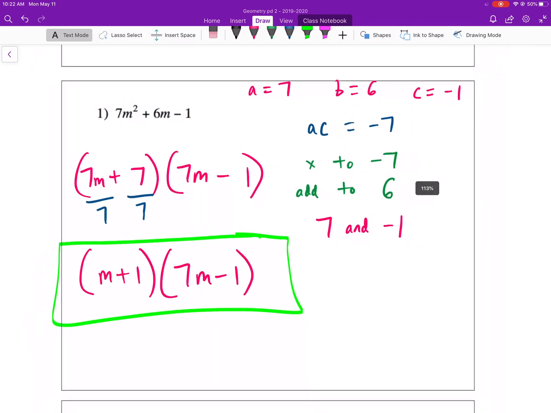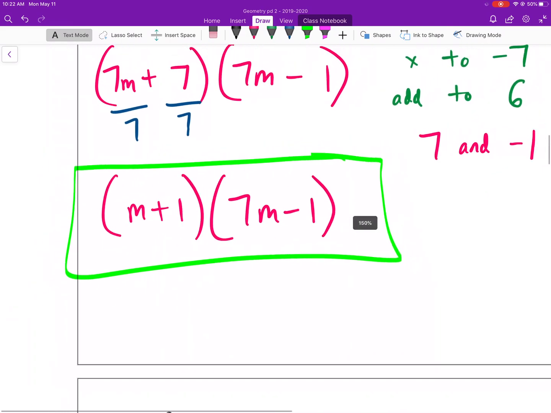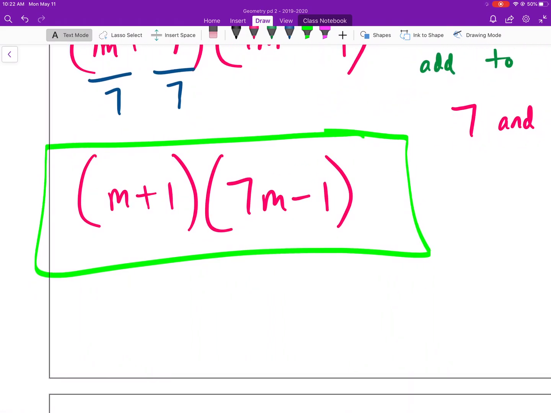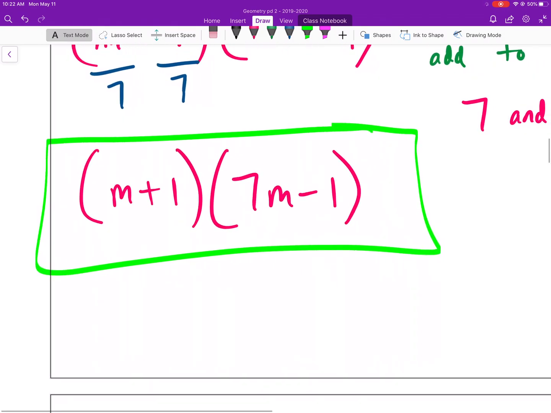So I also want you to see how you could check your answer. You might be thinking to yourself, I did it, but did I do it right? I don't have anyone to guide me. You can use the box method, binomial times binomial, and see what you get.